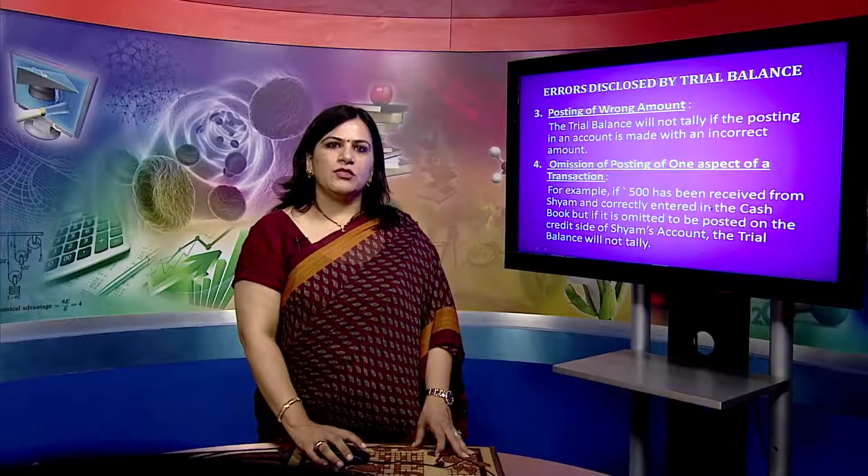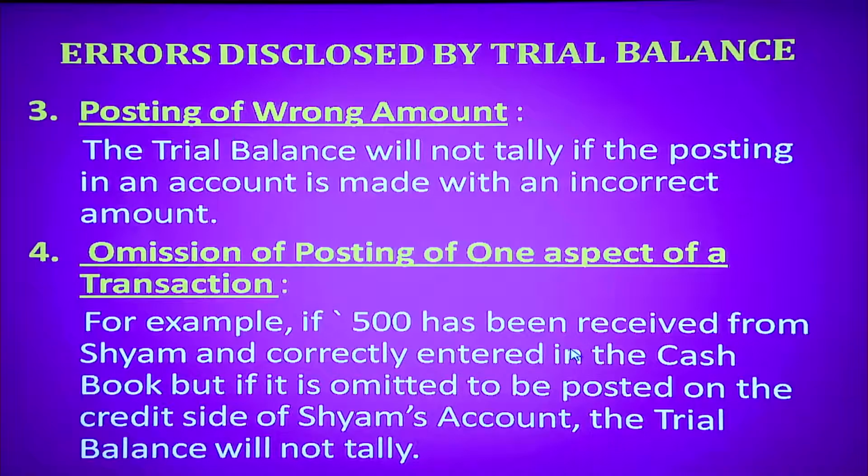Third can be posting of a wrong amount. Again the trial balance will not tally if the posting in an account is made with an incorrect amount. Then the next error can be omission of posting of one aspect of a transaction. For example, if 500 has been received from Shyam and is correctly entered in the cash book, but it is omitted to be posted on the credit side of Shyam's account, the trial balance will not tally, because you have entered only one part of the transaction.